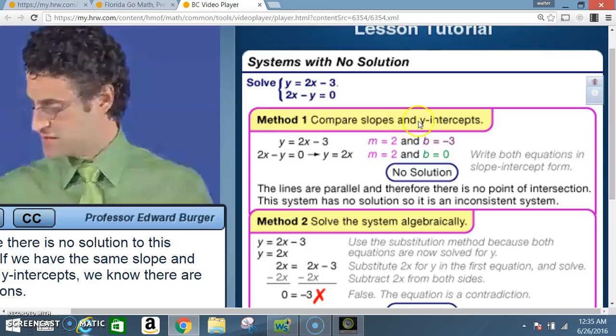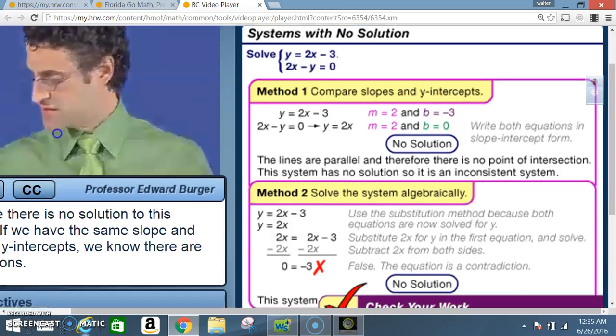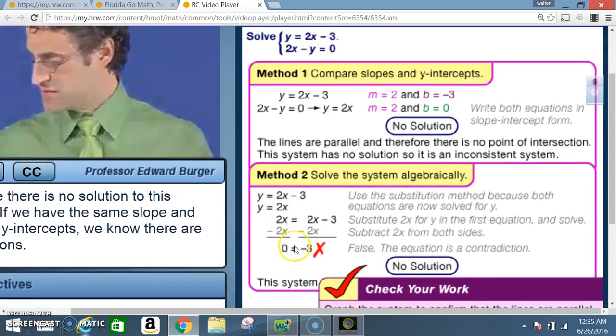Method 1, compare slopes and y-intercepts. In order to do that, you must make sure that the equation is in y equals mx plus b form. And don't forget that second equation, we had to solve it for y by moving the y to the other side, and it became y is equal to 2x. So once again, 2 is your slope. The negative 3 is your y-intercept. Here, 2 is your slope, and the y-intercept is 0.